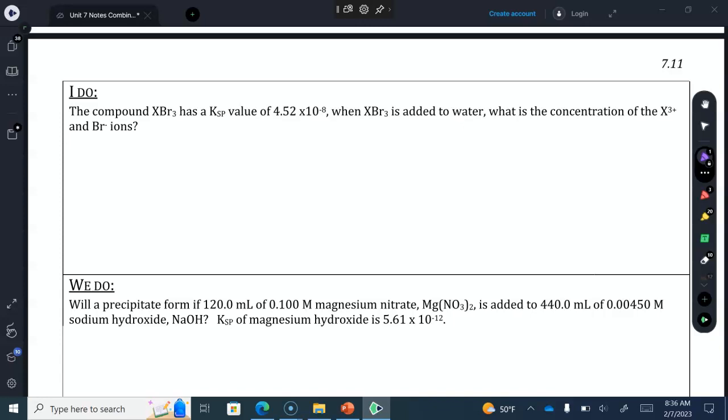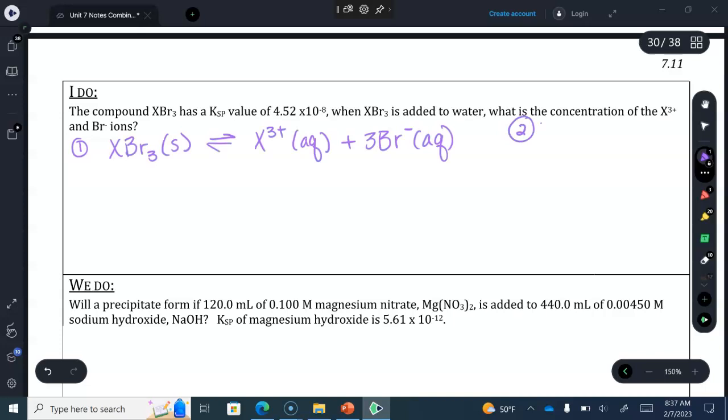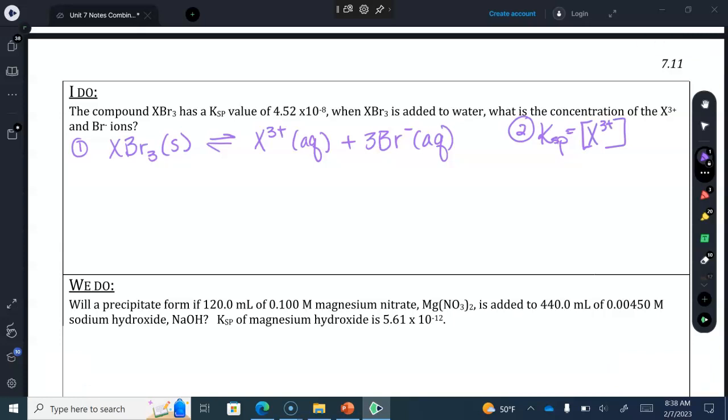Okay. So looking at this, the compound XBr3 has a solubility product value of 4.52 times 10 to the negative 8. When XBr3 is added to water, what is the concentration of the X3+ ion and Br- ions? So your first step is to always write the dissolution equation. Your second step is to then write the KSP expression, and so that's X3+, and then for this, you know that this should be S and then 3S.